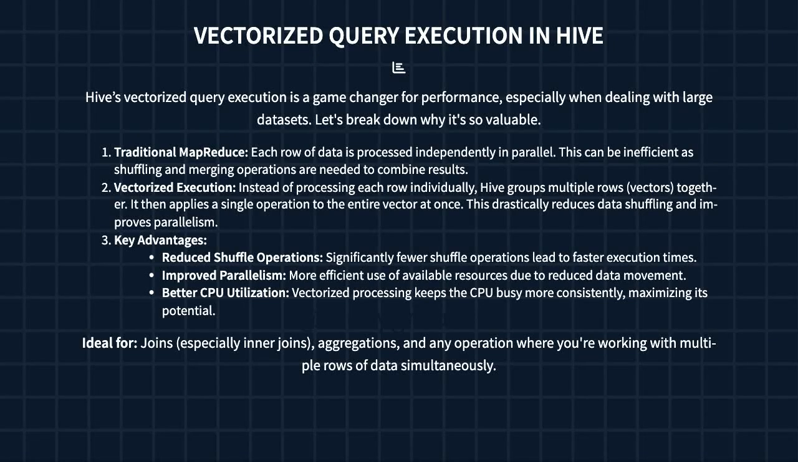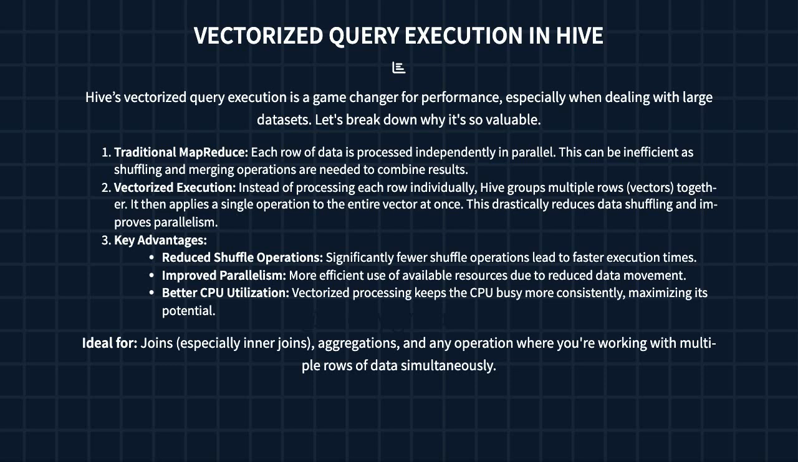Okay, let's talk about a really important optimization in Hive called vectorized query execution. Traditionally, when Hive processes large datasets using MapReduce, it handles each row independently, like processing a long line of code one step at a time. This can lead to a lot of shuffling and merging as data needs to be moved around between different nodes.